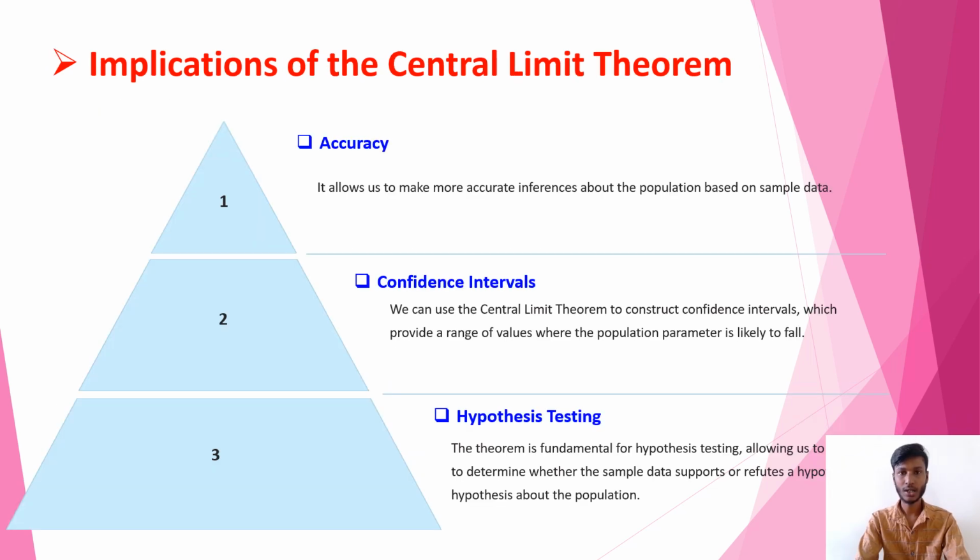Implications of the central limit theorem. First, accuracy: it allows us to make more accurate inferences about the population based on sample data. Confidence intervals: we can use the central limit theorem to construct confidence intervals, which provide a range of values where the population parameter is likely to fall. Hypothesis testing: the theorem is fundamental to hypothesis testing, allowing us to determine whether the sample data supports or refutes a hypothesis about a population.